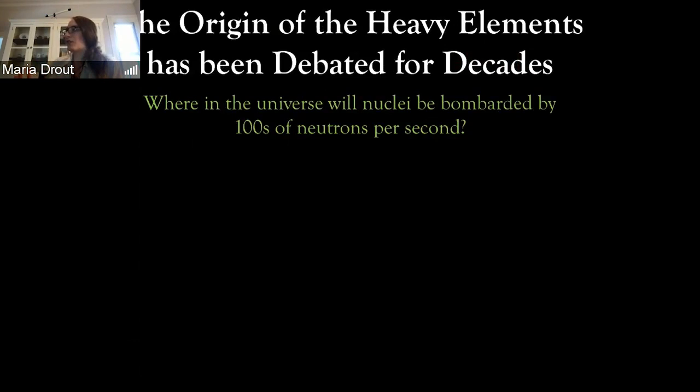Where do those physical conditions exist where you're going to be bombarding nuclei with hundreds of neutrons per second? This is clearly a very energetic process. So we are going to be looking at some of the most energetic events that actually occur in the universe, which is where my expertise in astronomical explosions comes in. So there are a couple of options for this.